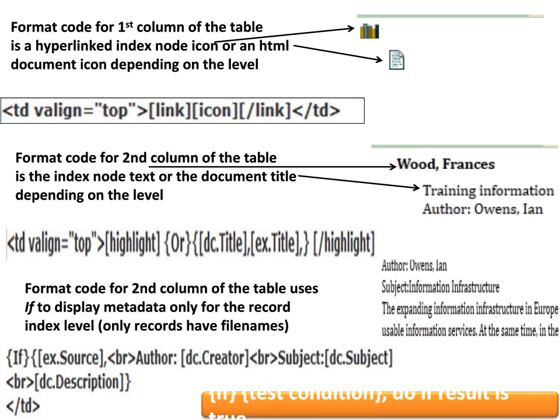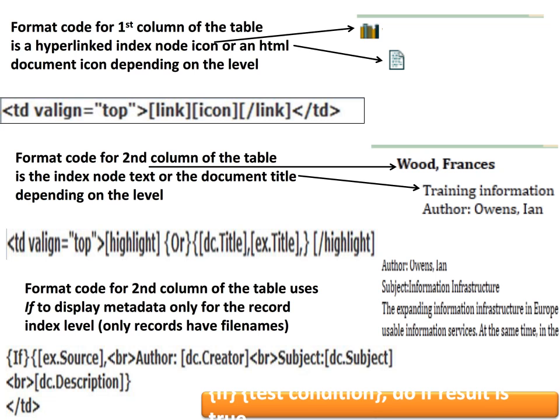So we have to have the text of the index entry or node. So this author was Francis Wood. That is held in ex.Title or DC title for the index nodes. But when you get down to the actual records of that index node, that's the document title. So that's why we didn't mess with those first two parts.